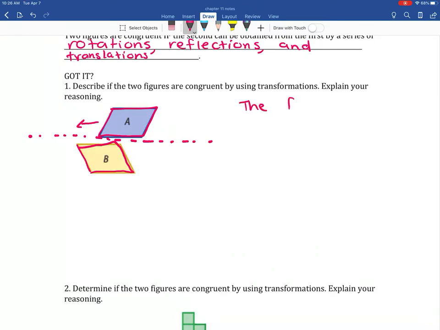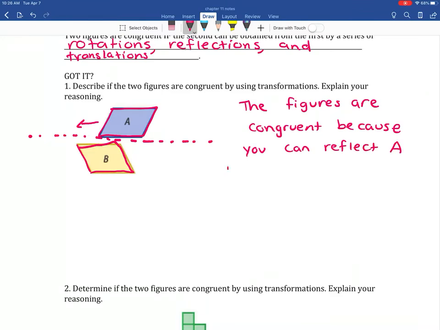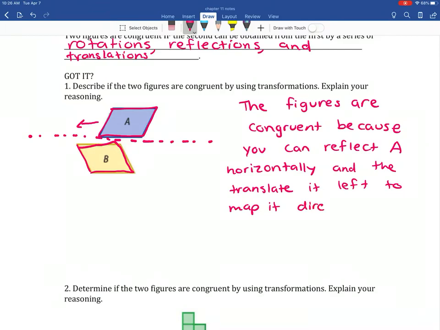So I would say the figures are congruent because you can reflect A horizontally and then translate it to map it directly onto B.